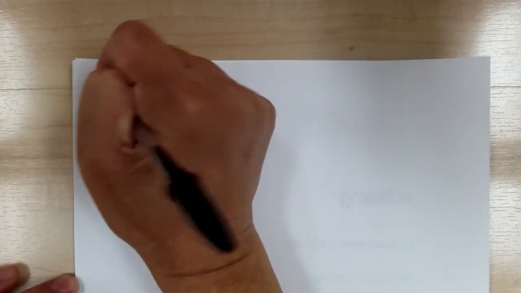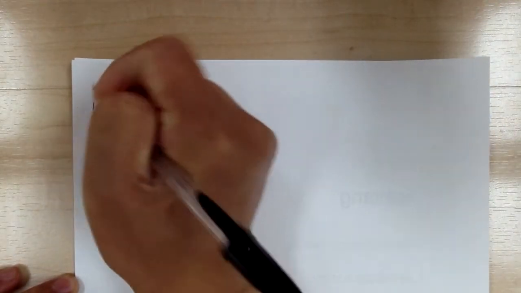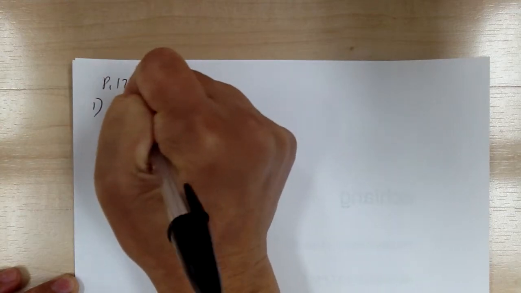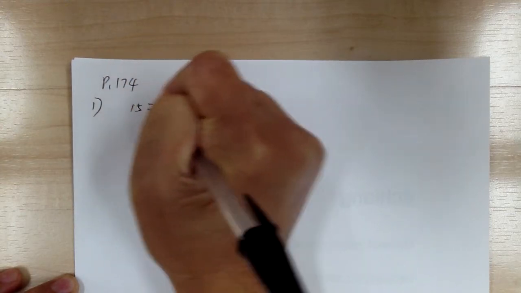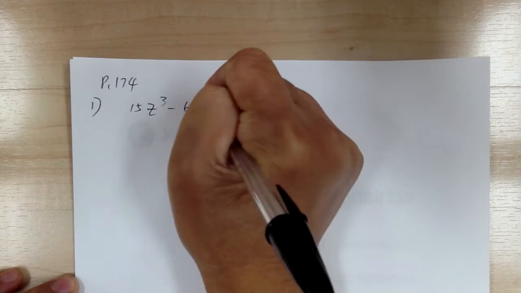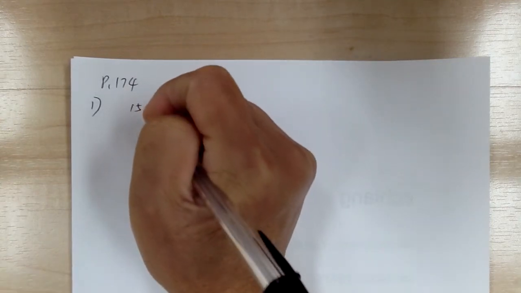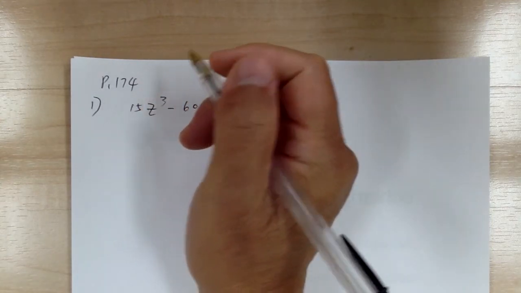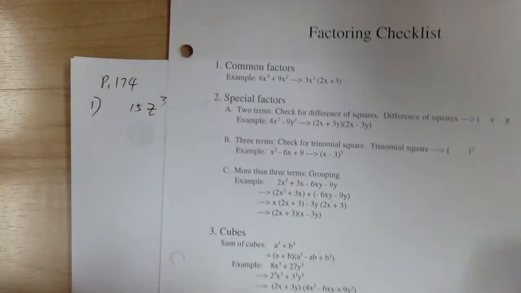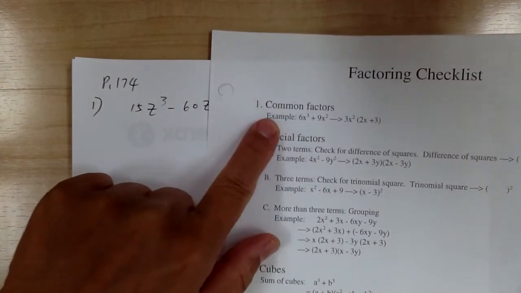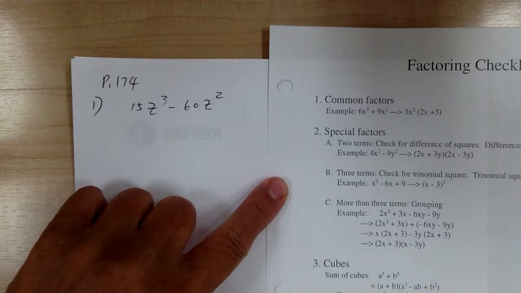Let's go to page 174 and start with number 1. Okay, you have 15z to the 3 minus 60z squared. So when you're doing the factoring, make sure you go through the checklist. So don't just go in any step randomly. So start with step 1. So step 1 is common factor.